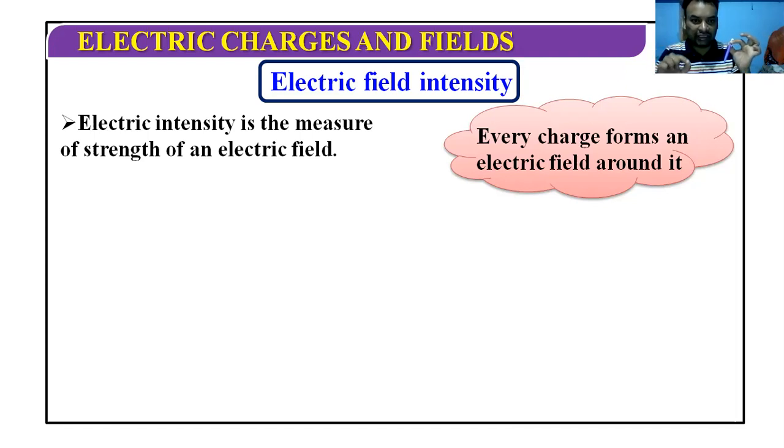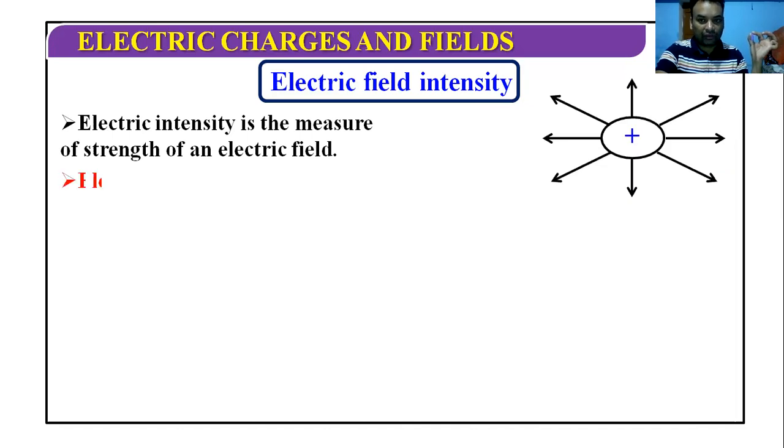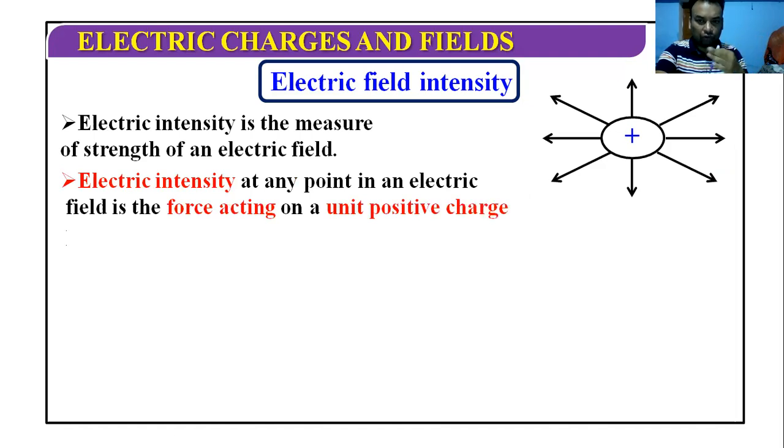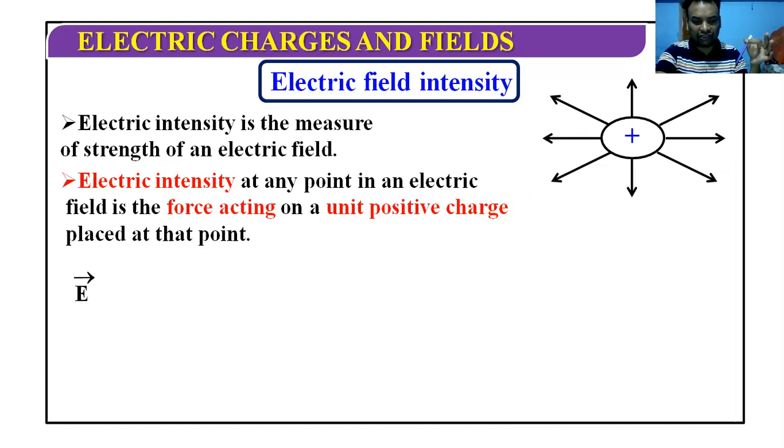When we are dealing with electric charges, the term used is electric field intensity. Every charge forms an electric field around it, positive or negative, both the charges will create an electric field around them. So the electric field of a positive charge can be shown by outward lines, and the electric field of a negative charge can be shown by inward lines. The diagram is not shown here, but you can make a picture in your mind.